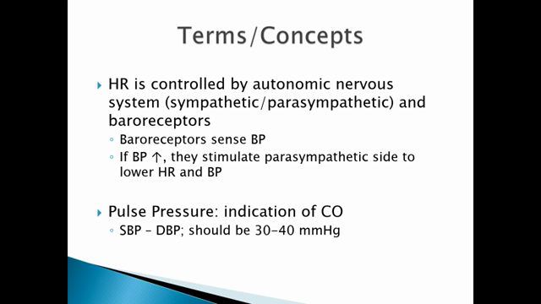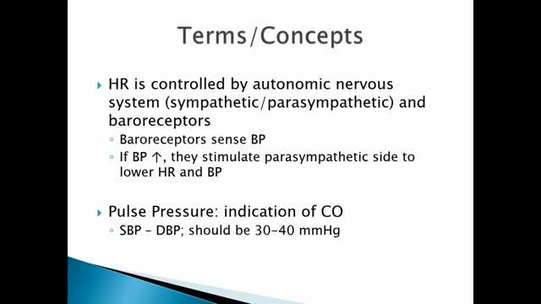Other things you want to understand is the heart rate, which is a key factor in cardiac output, but the heart rate is controlled by the autonomic nervous system. So if you think back to A&P, the sympathetic and the parasympathetic nervous system, and it's controlled by baroreceptors, okay, because BP and heart rate are connected. So if the blood pressure is up, these baroreceptors will try to stimulate the parasympathetic side in an attempt to lower the heart rate and the blood pressure. Okay, that's going to be important when we talk about hypertension.